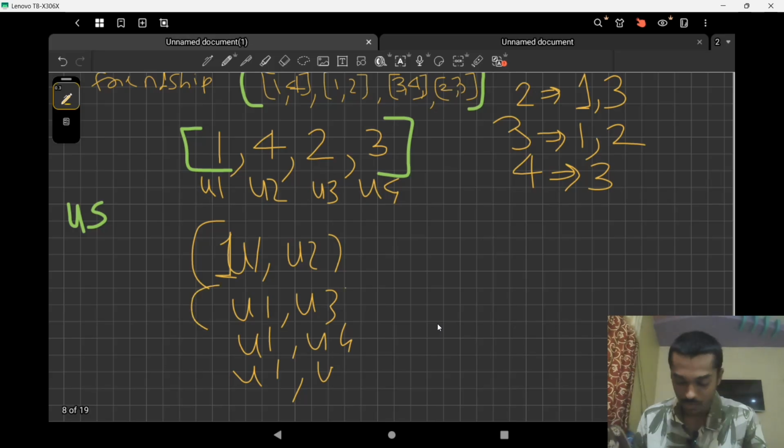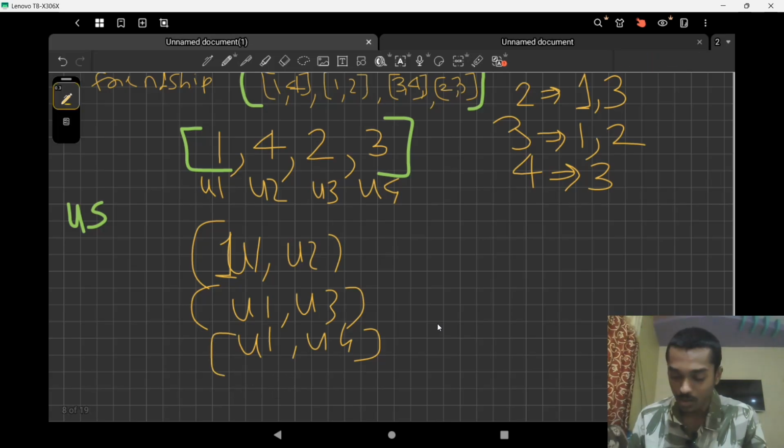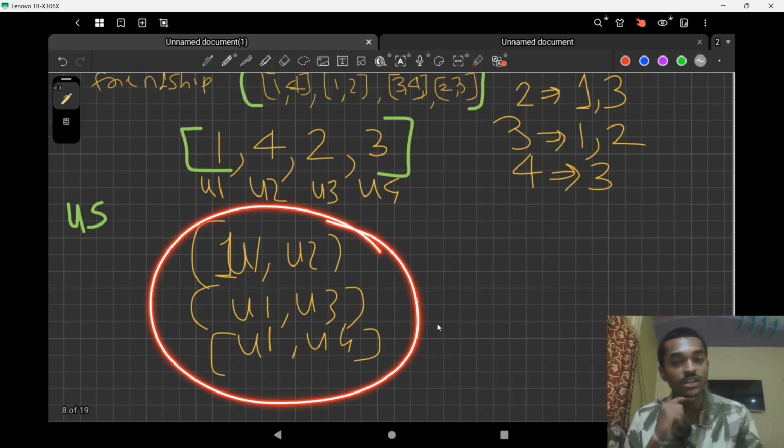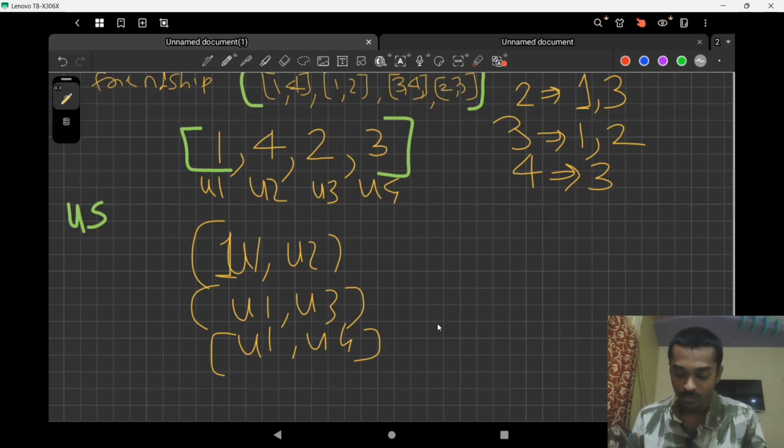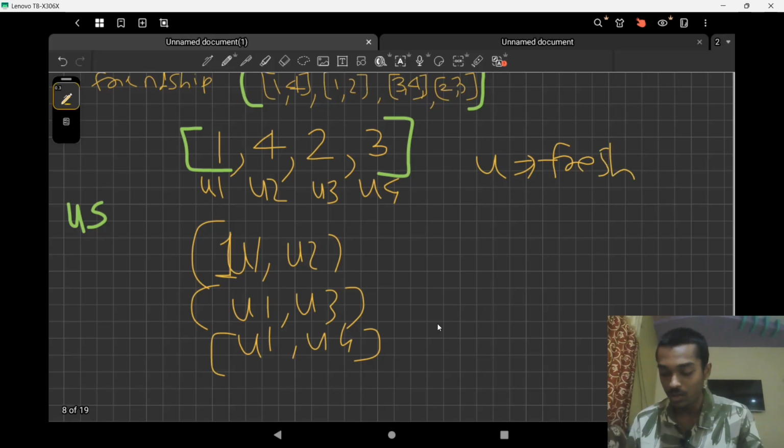These are three examples, three friendships. Now let me tell you something. Suppose user 1 only knows French, language 1, and the other users, user 2, user 3, and user 4, everyone knows English.